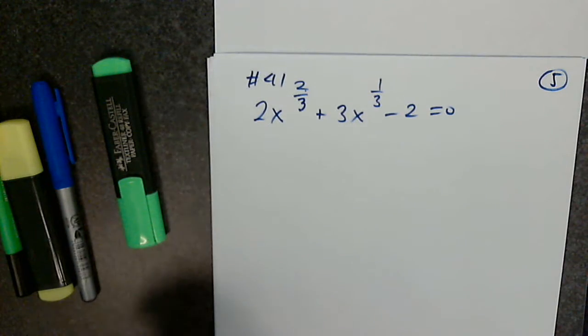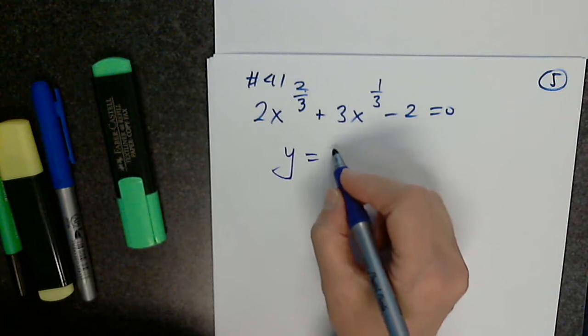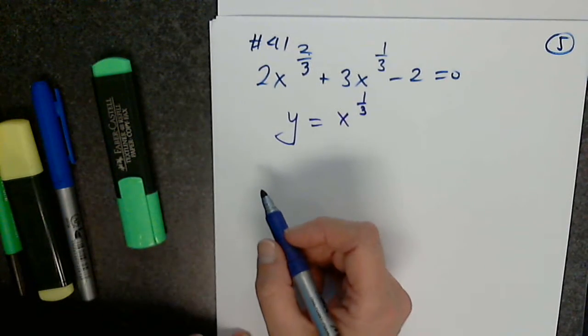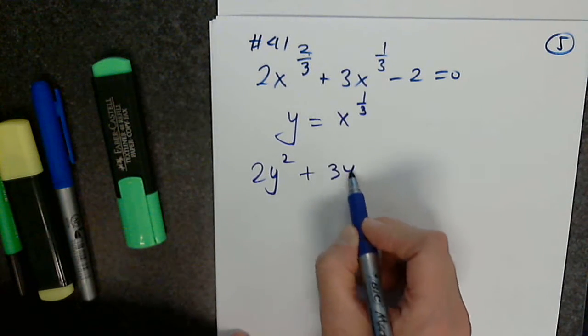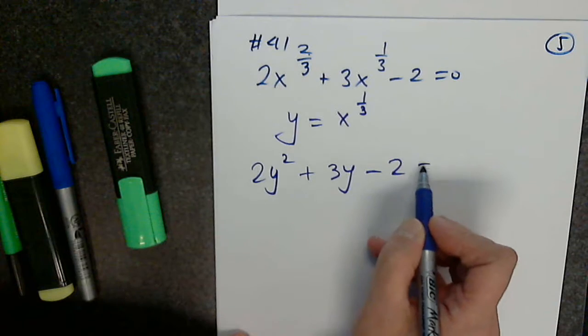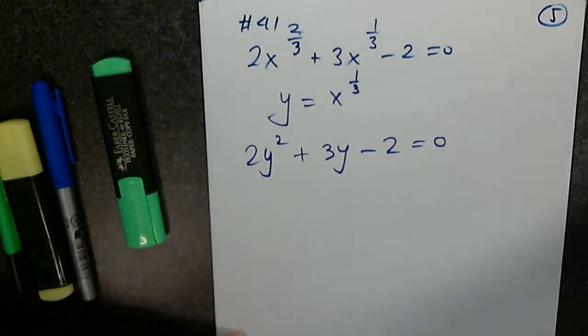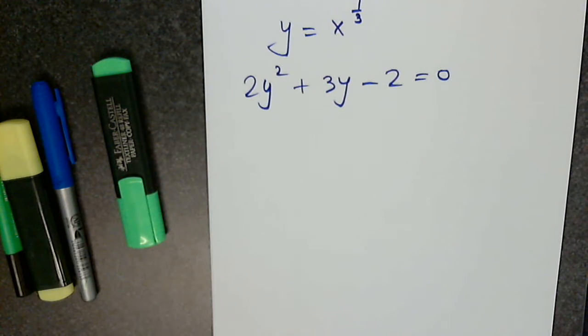x to 1/3. Make that y. Excellent. Let y be x to 1/3. Then 2y squared plus 3y minus 2 equals 0. Good. So then, let's factor this. One minute.